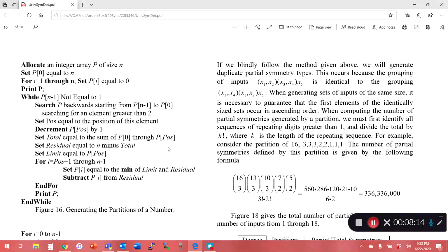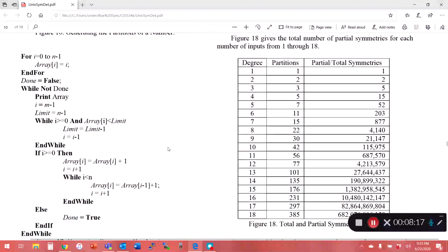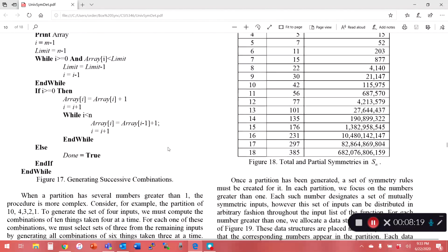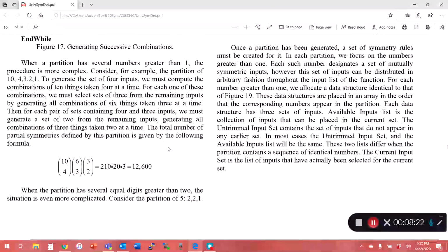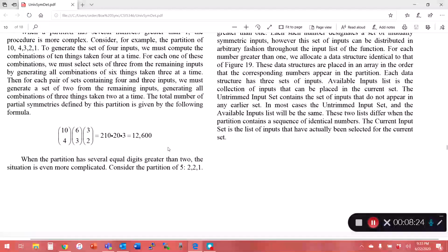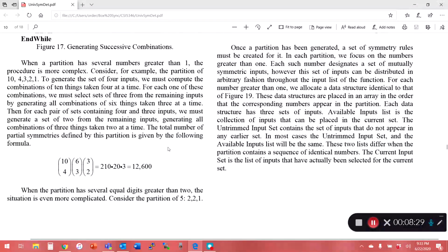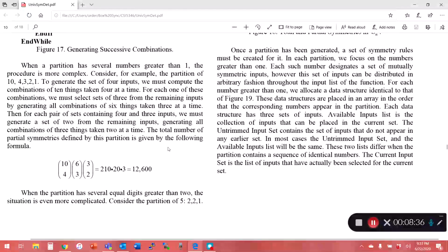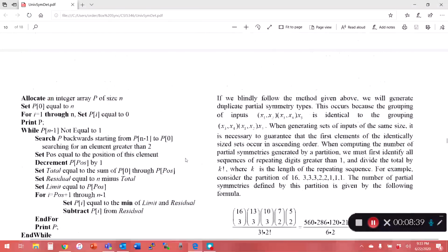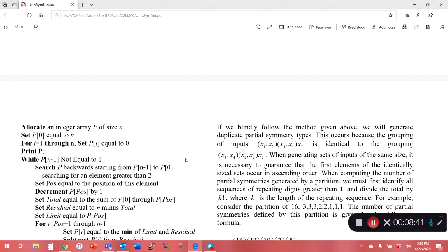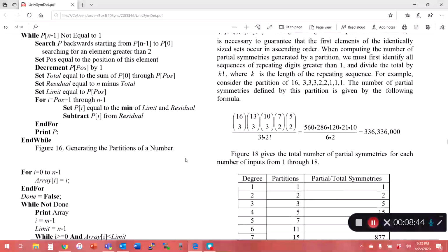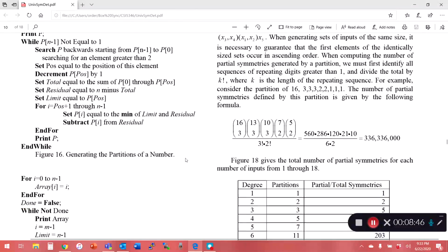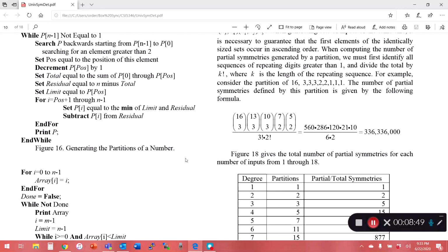I have several algorithms here. The first is generating a partition of a number. The next is generating a sequence of combinations. I'm not going to go through those algorithms. They're sort of standard algorithms. And eventually I'll end up generating all partitions or all partial symmetries.